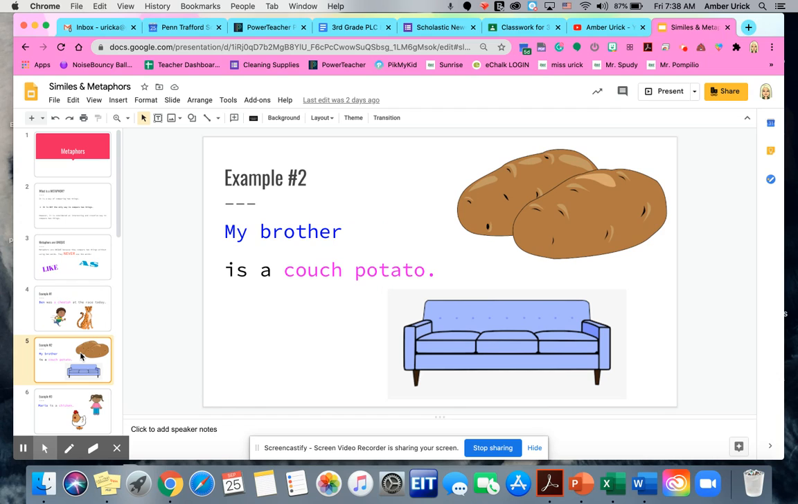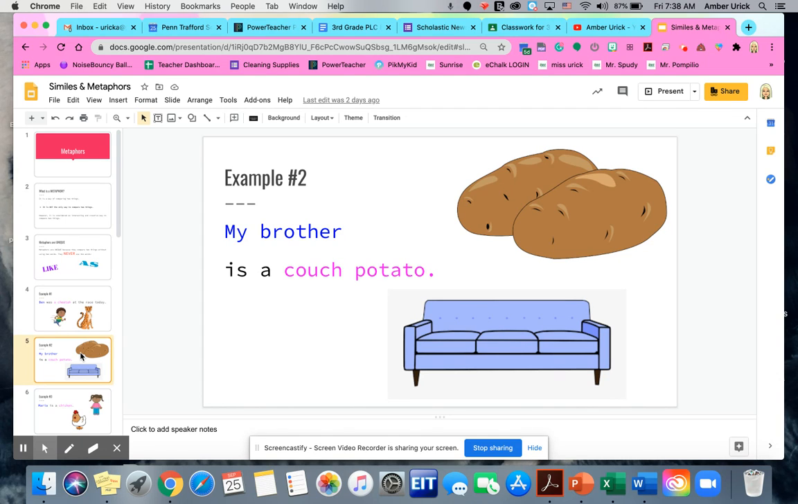My brother is a couch potato. Do you think my brother is really a couch potato? That would be awful silly. Do you notice they also didn't use like or as in that sentence? When you're using metaphors, that's an absolute no. They're comparing my brother to a couch potato.